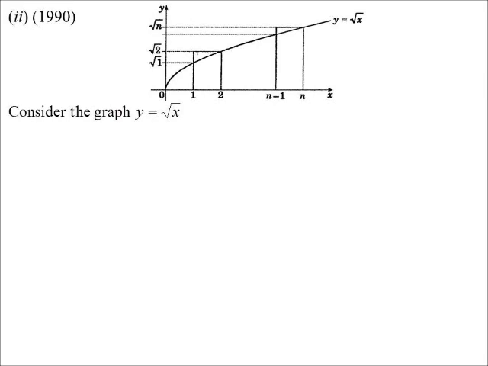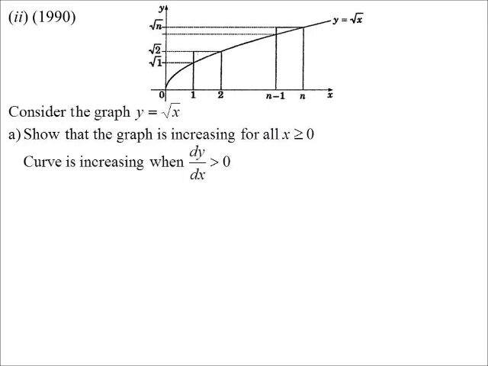So, quite an old question now, 1990. They've given us the graph y equals the square root of x, and drawn some of those outer rectangles in. The first thing they want us to show is the graph is continually increasing. So we differentiate, and get 1 on 2 root x, and of course that is always positive. So for x greater than 0, the derivative is greater than 0.